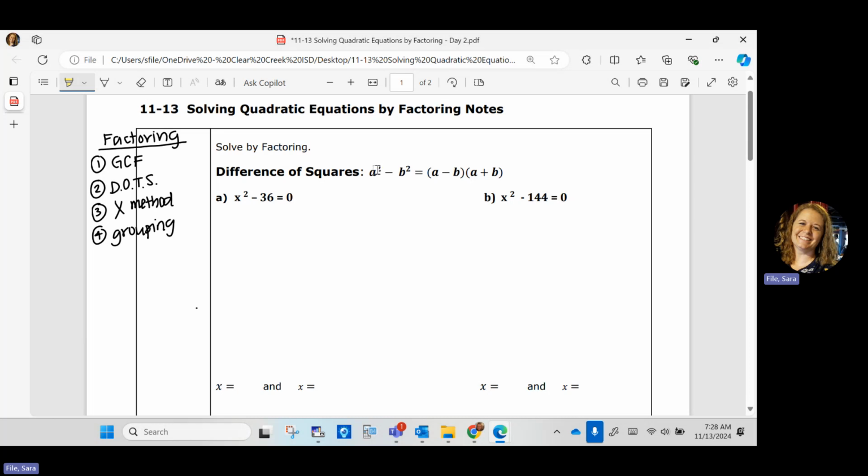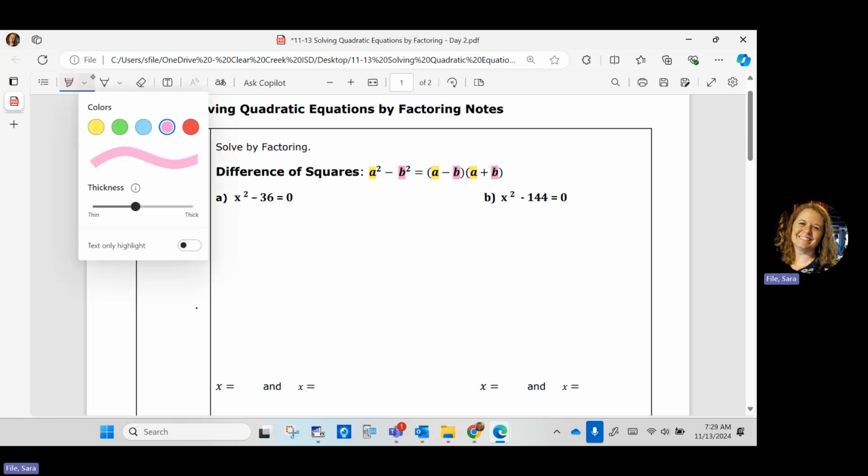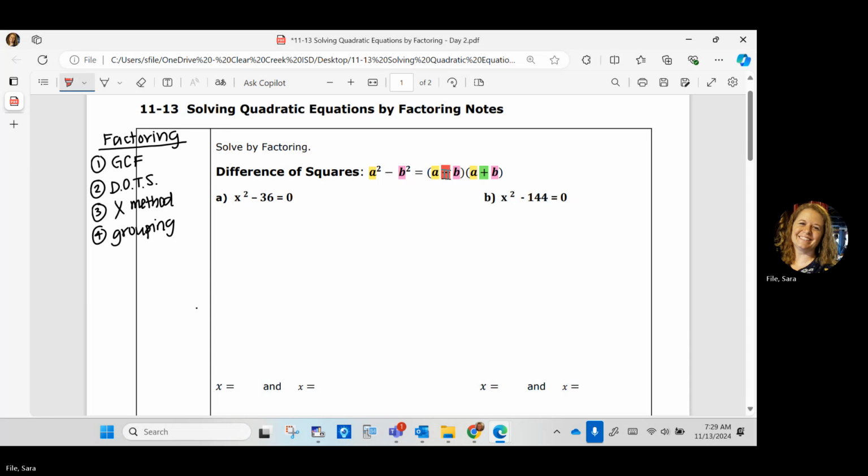So when I look at this one here, I'll do some highlighting for you. We take the A value, the square root of this first term, and it goes here and here. And then B, which would be the square root of that second term, goes here and here. And then you just remember you do put one plus and one minus. That's how we're going to break this down.